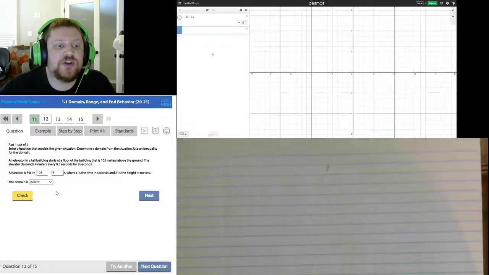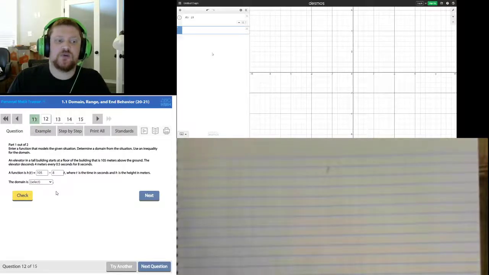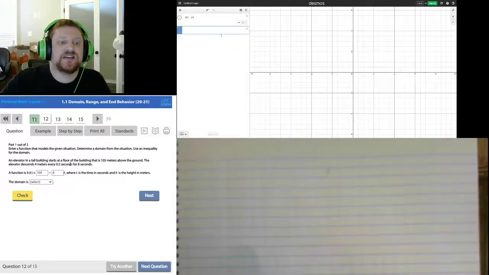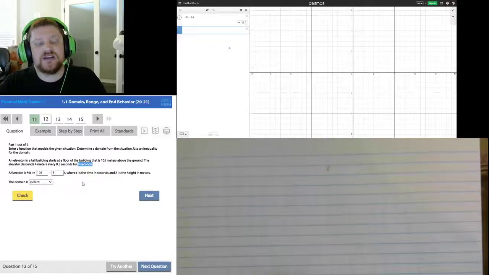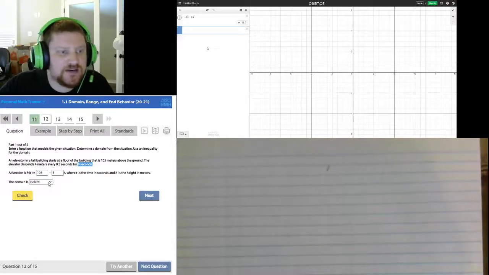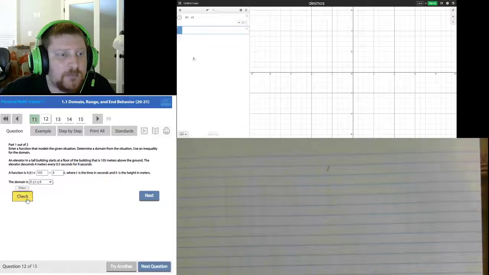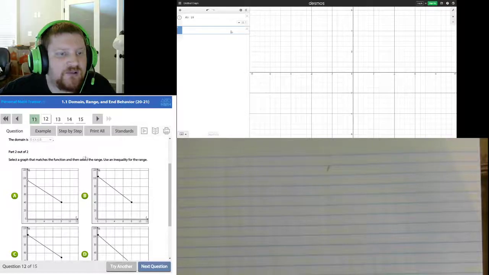So with that, the domain is going to be from when we start to when we end. We start moving at 0 seconds, and this says that it's going down for a total of 8 seconds. So domain is 0 is less than or equal to t is less than or equal to 8. Right there. And it looks like the second part is going to be the same as well. They want a graph that matches the range, use an inequality for the range.